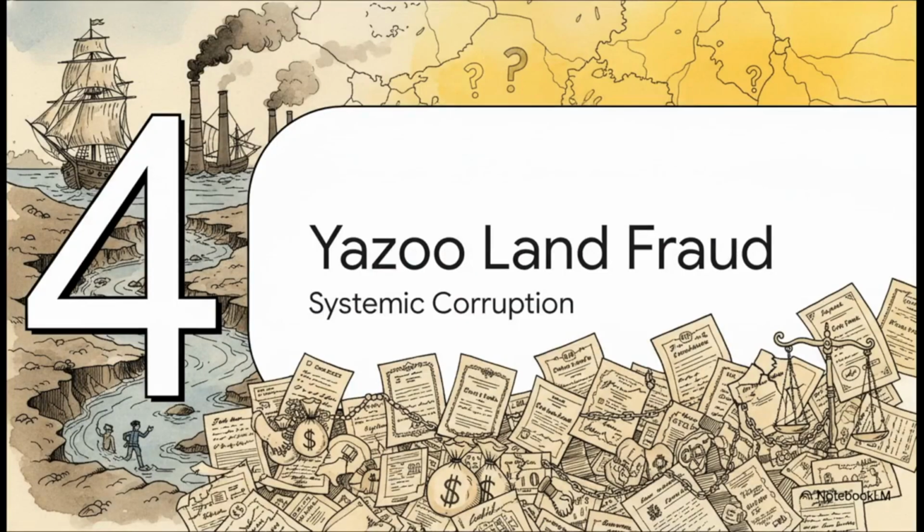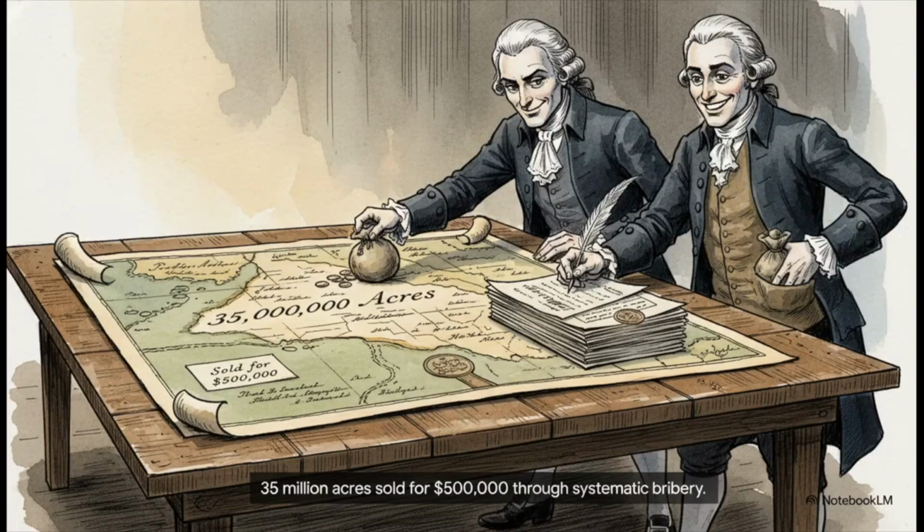The Yazoo land fraud. Now, while northern banks collapsed, the system grappled with something even darker. The total lack of regulatory oversight fostered the perfect environment for the very first major corporate fraud to hit these speculative markets. The sheer scale of this fraud is mind-bending. In 1795, the Georgia legislature transferred 35 million acres of Western territory to 4 speculative land companies for just $500,000. To put that in perspective, that is 1.4 cents per acre.